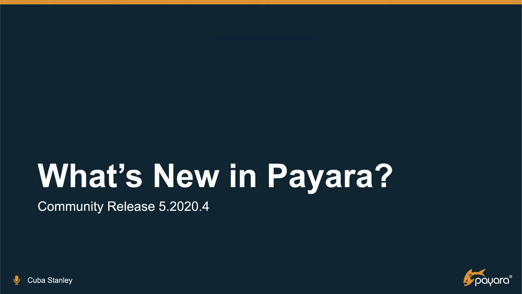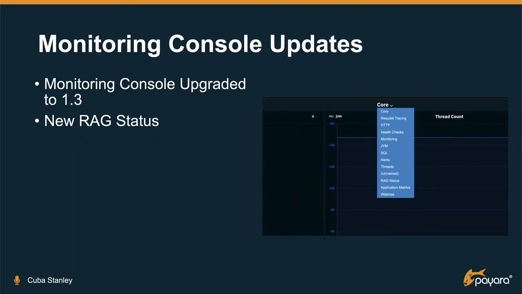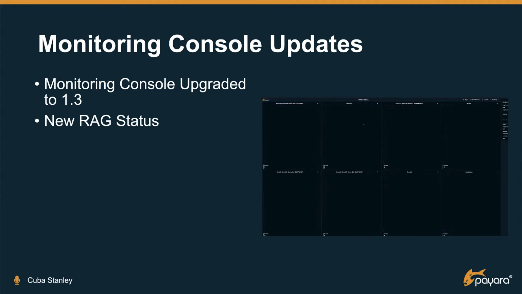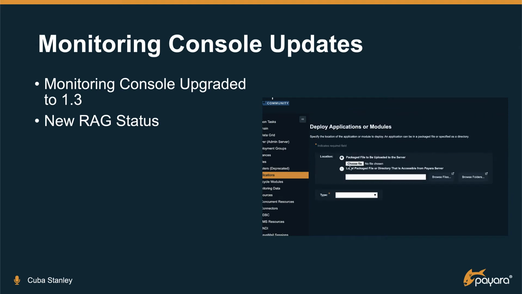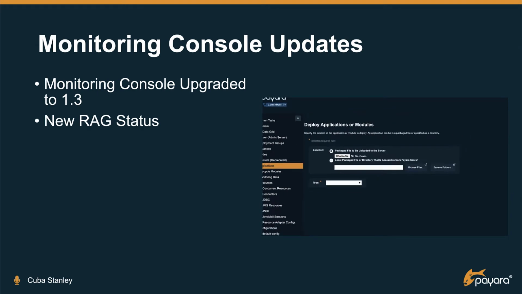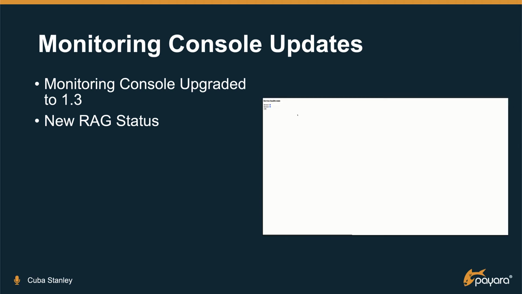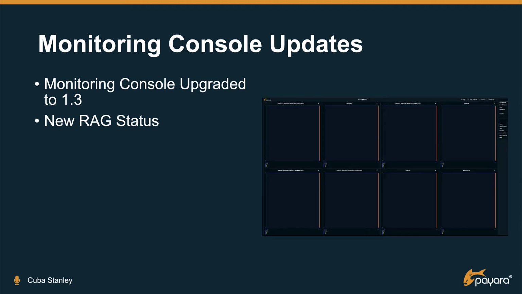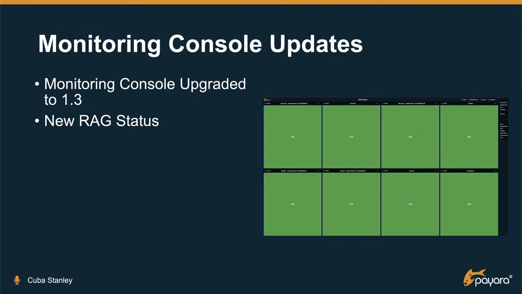So let's get started. First of all, the monitoring console has received some significant updates. It's been updated to version 1.3, which includes new features such as the RAG status. This is an additional page in the monitoring console by default which reflects the current health status of an application that uses MicroProfile Health Check. Simply deploy a MicroProfile Health Check application onto the server, with it running of course, and then you'll be able to see on the RAG status page of the monitoring console that it displays a red, amber, green status for each of the health check parameters.